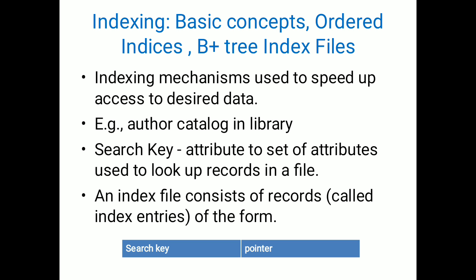Similarly, in a database also, if you want to search a particular record, it can be easily searched by using these indices. An example of this index mechanism is the author catalog in the library. The library is a very big system and we have the author catalog in the library. So, based on the author's name, we can search for the book very easily.